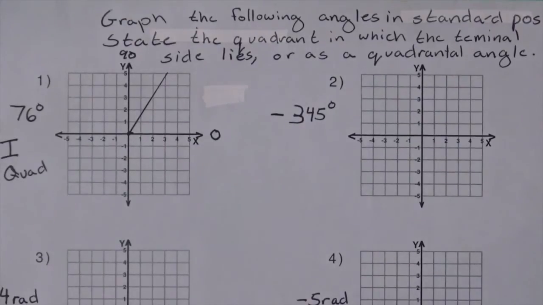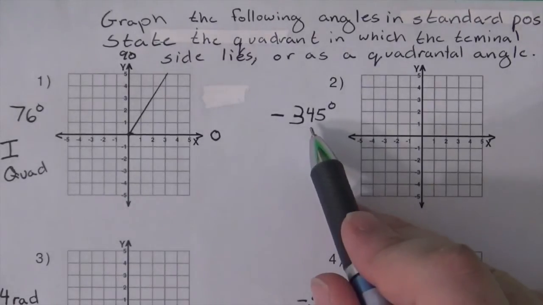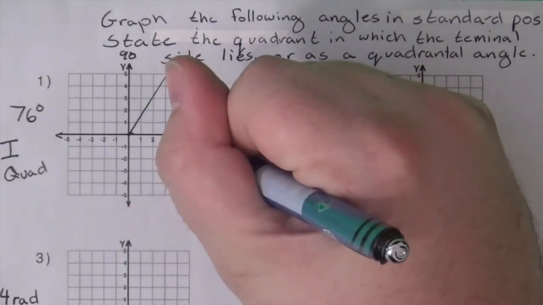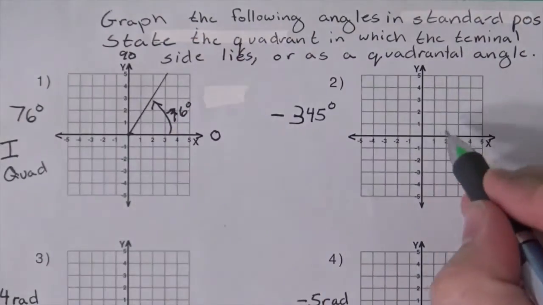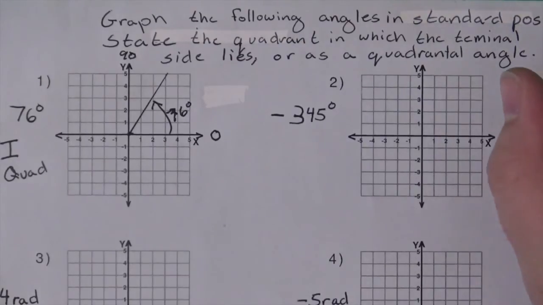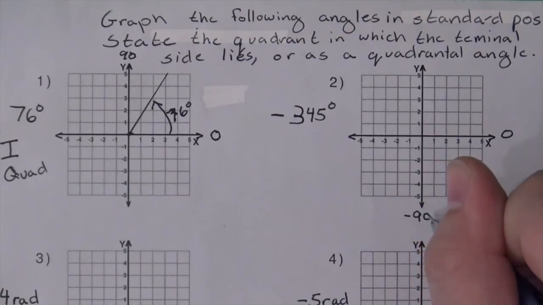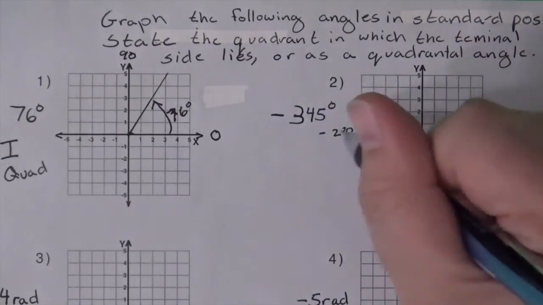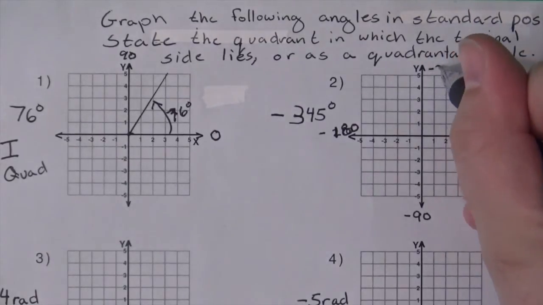Alright, so now let's go look at the next one. It says negative 345 degrees. So what's happening here? Whereas in this first one I was going positively 76 degrees, this time I've got to go negatively. So I'm going to be going backwards. So remember what I said. This was 0, and since I'm going backwards, this is going to be negative 90. This is going to be negative 180 on this side. And this up here is going to be negative 270.